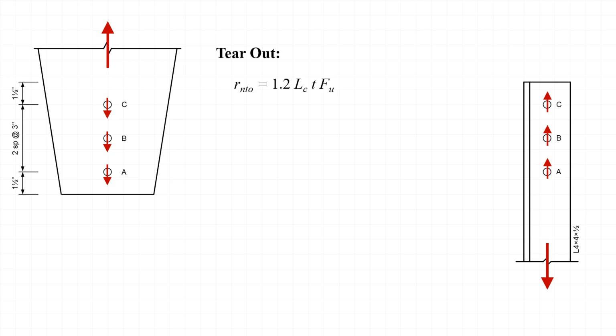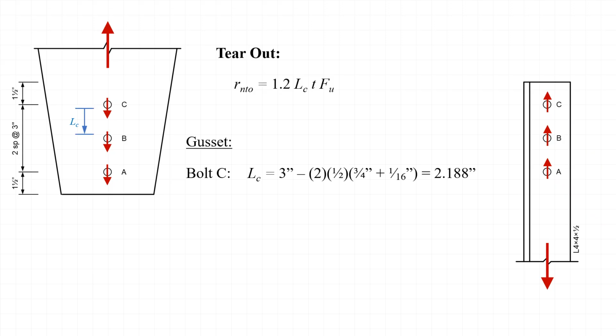Finally, when we look at bolt C, we'll again start with a gusset plate where the clear distance is measured from the bottom edge of hole C to the top edge of hole B. Thus, L sub C can be calculated as the center-to-center hole spacing minus 2 half-hole diameters. Thus, we get 2.188 inches for the clear distance for bolt C on the gusset plate. Substituting this value into the nominal strength equation, along with the plate thickness and tensile strength, we get a nominal strength of 95.18 kips per bolt.